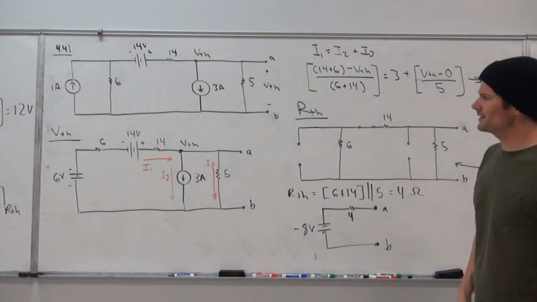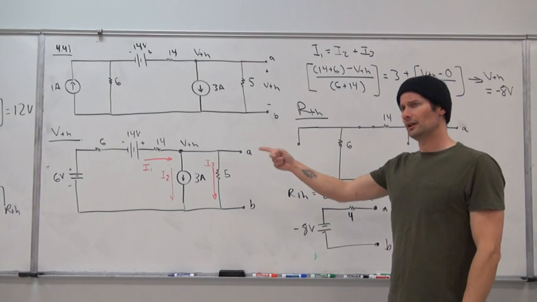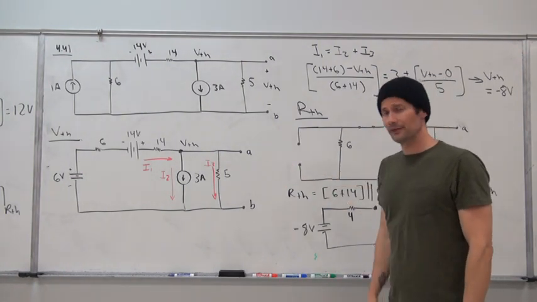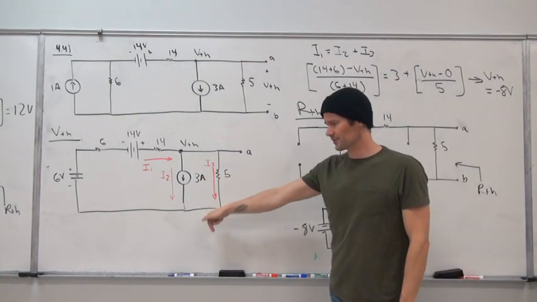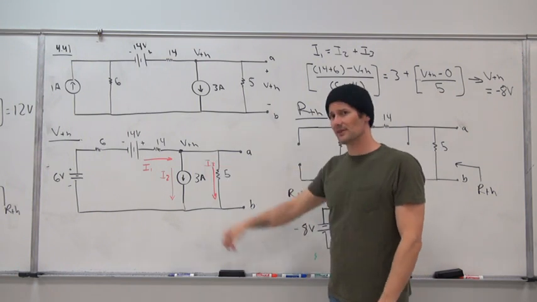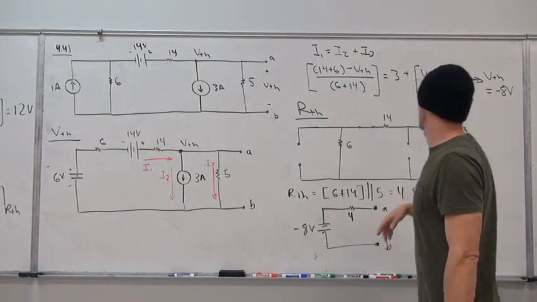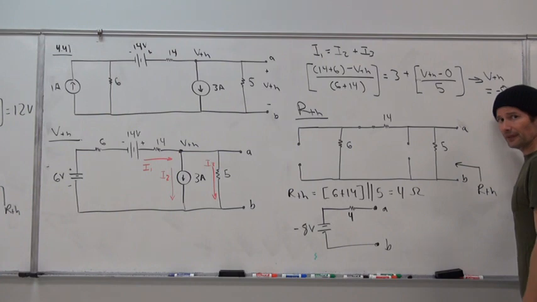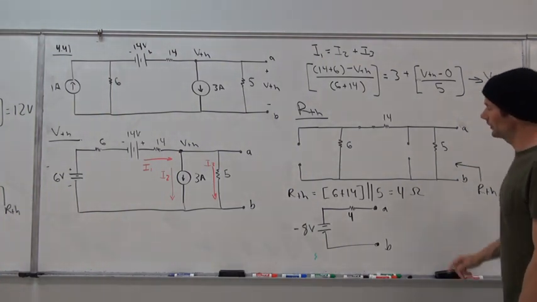That kind of makes sense because we have 20 volts being excited on the left-hand side, but we have a 3 amp source that's pointing downwards. Due to the resistances, it suffices to say that negative 8 volts does, in fact, make sense.